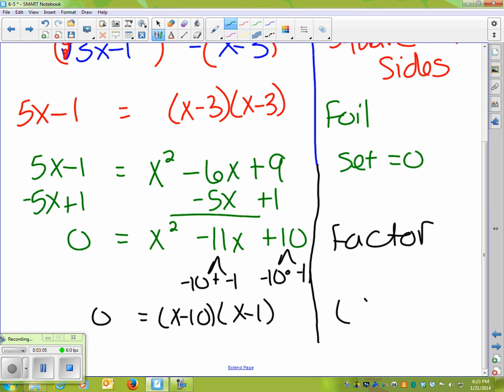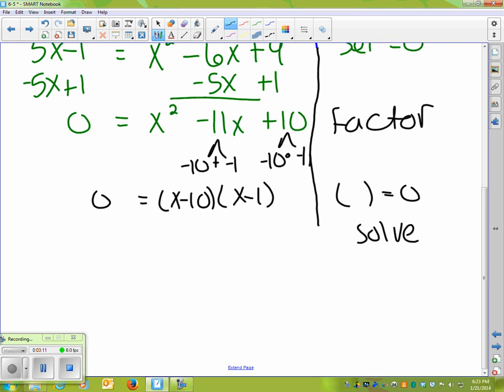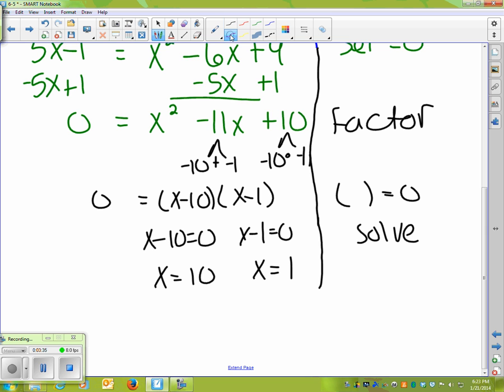I'm going to set each group of parentheses equal to 0 and solve for x. So x minus 10 equals 0 and x minus 1 equals 0. Add the 10 over, x equals 10. Add the 1, x equals 1. And there's one last thing we need to do on these problems. We need to check for extraneous solutions.